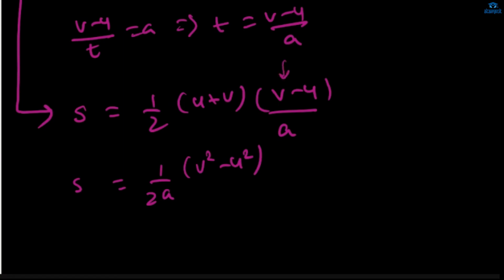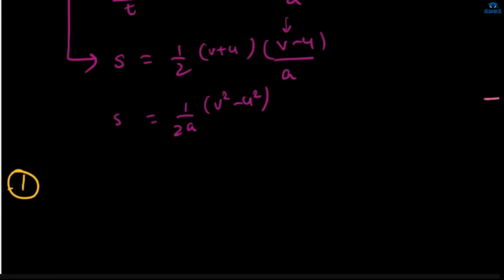Okay, here it's V minus U. So write U plus V, plus U instead of V plus U, instead of U plus U. Cross multiplication. So we'll get 2AS is equal to V square minus U square.